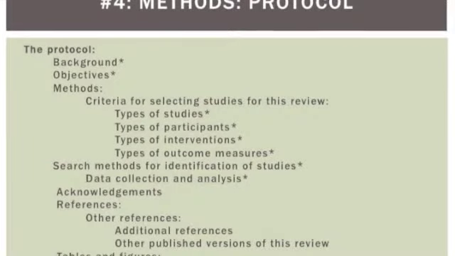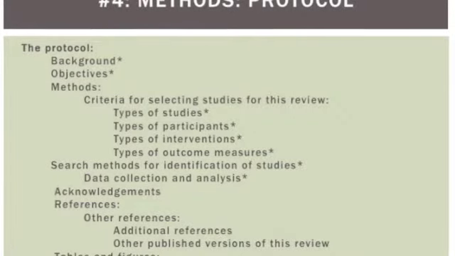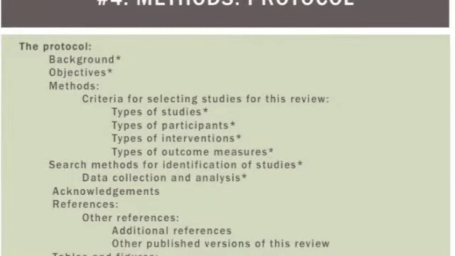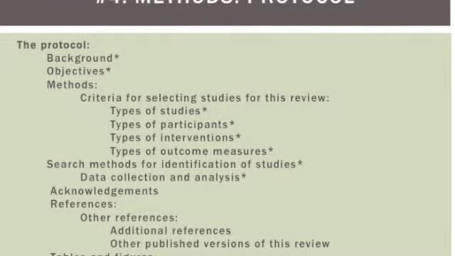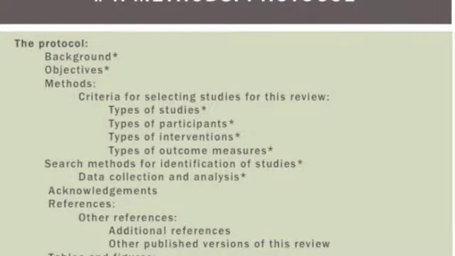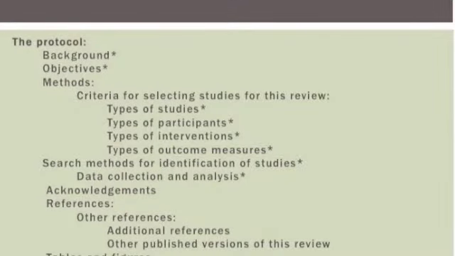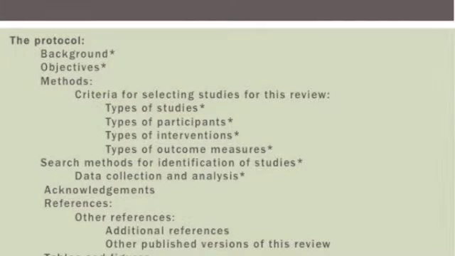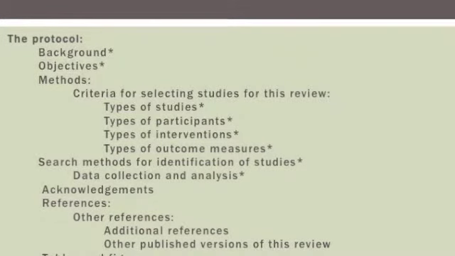The protocol that you may refer to in your manuscript text may include the background, objectives, methods, criteria for selecting studies for this review, the types of studies, types of participants, types of interventions, types of outcome measures, the search methods for identification of studies, data collection and analysis, and it also includes acknowledgments, references, other references, additional references, published versions of the review, tables of figures, additional tables and figures.